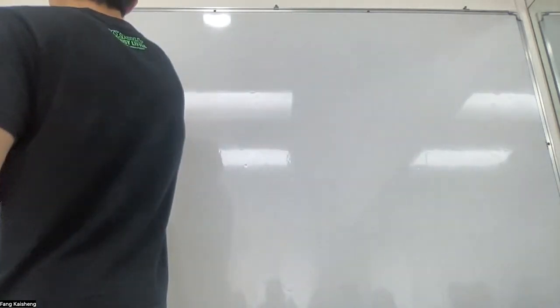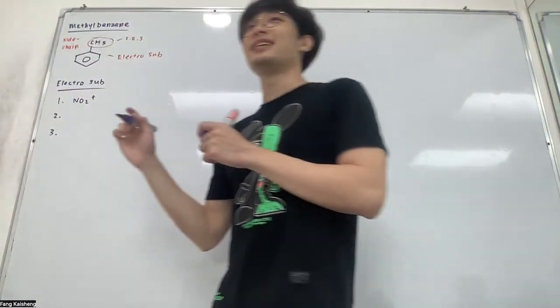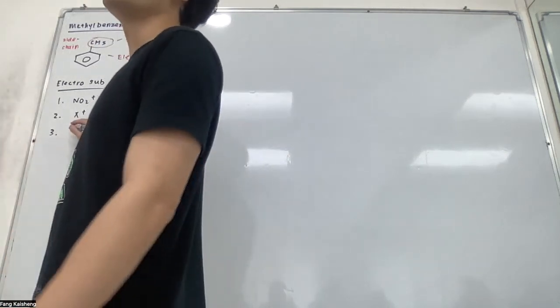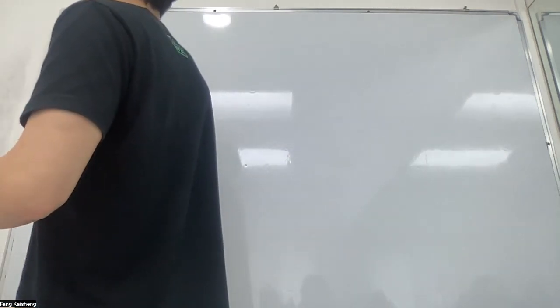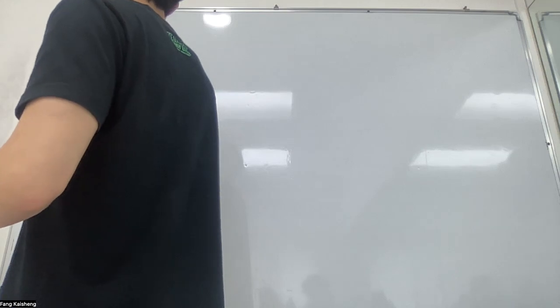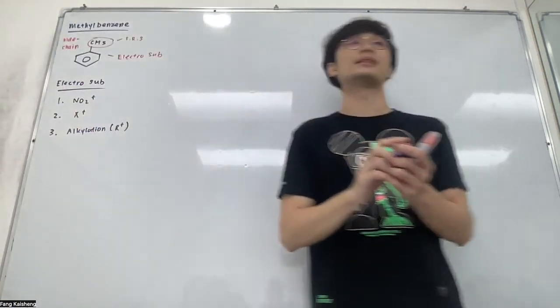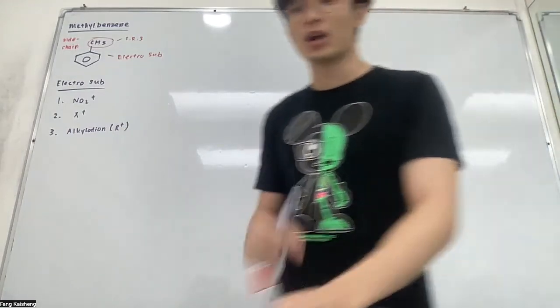Okay, we have NO2 plus, right? Anything else? Just throw out some ideas. Okay, we have the halogens like HCl. What's the final one? We have some entire alkyl groups, right? Your alkylation. So anything with a plus over there, any R group with a plus. Okay, so same thing, all these three guys have the same effect.